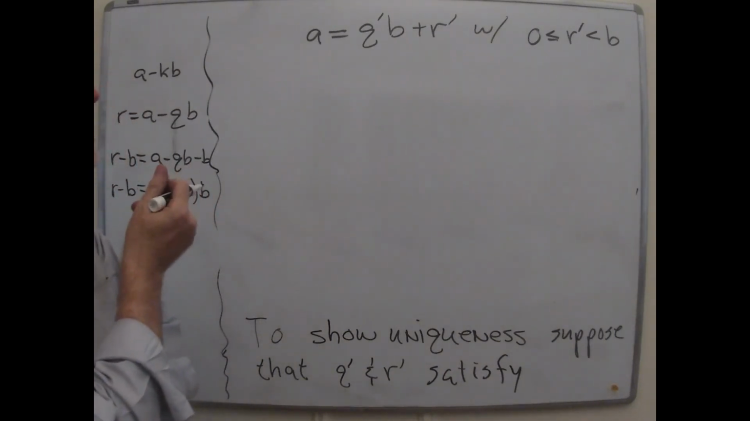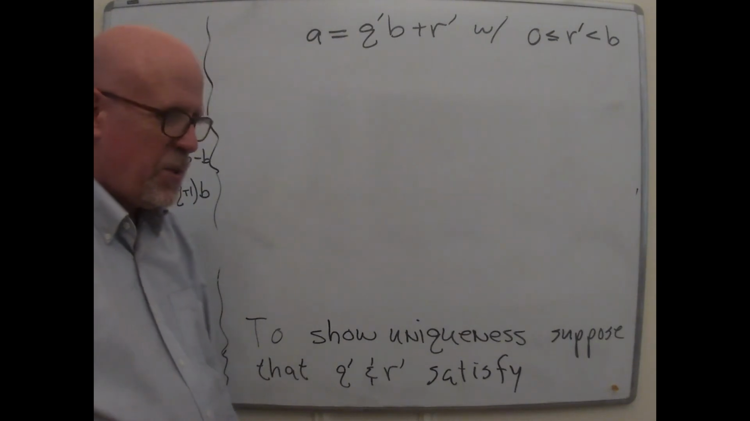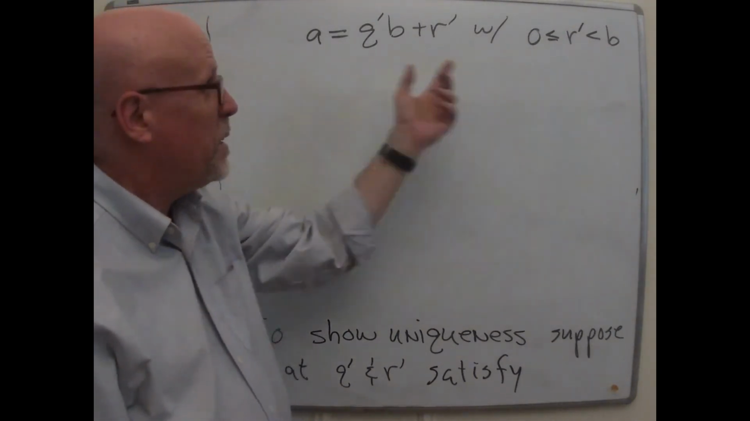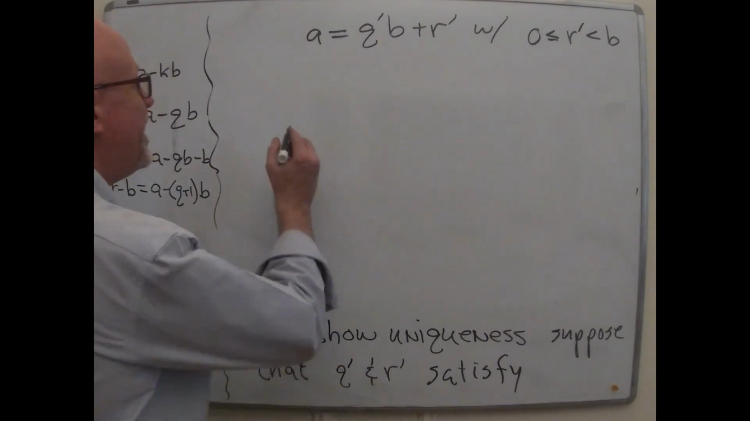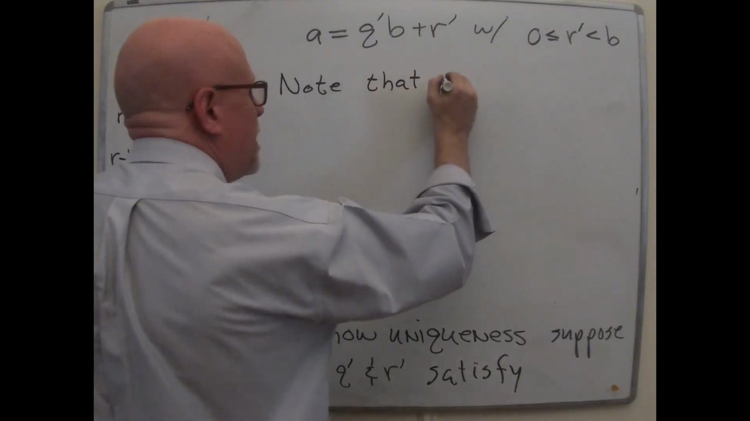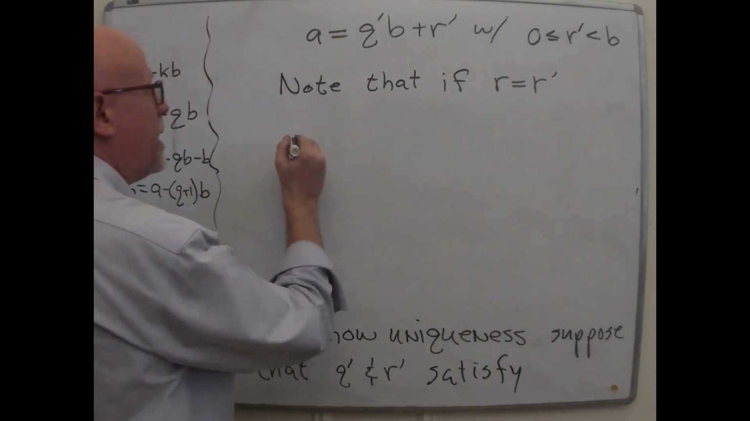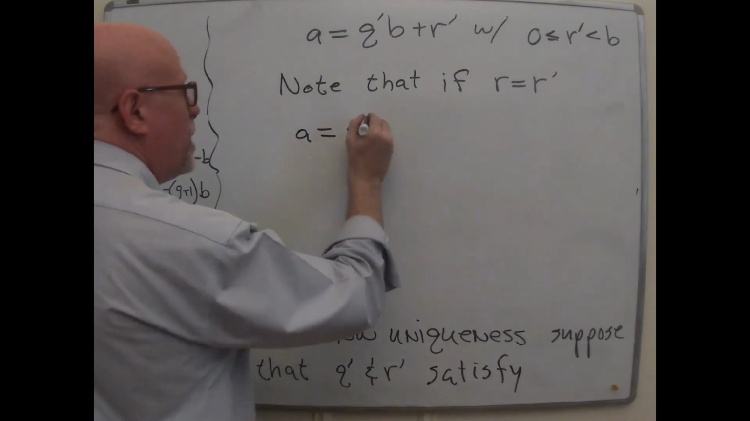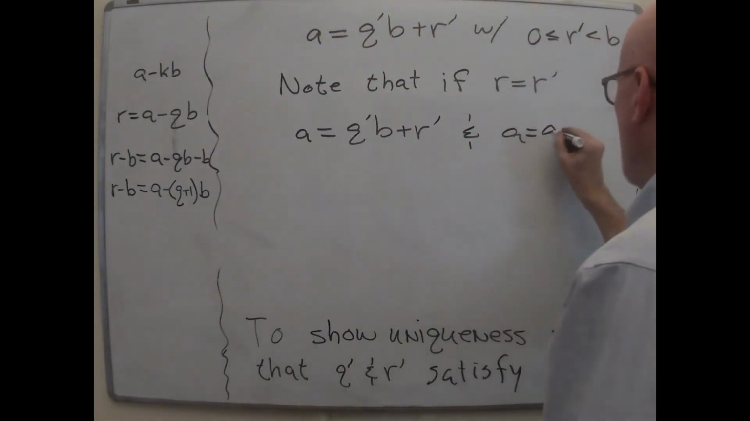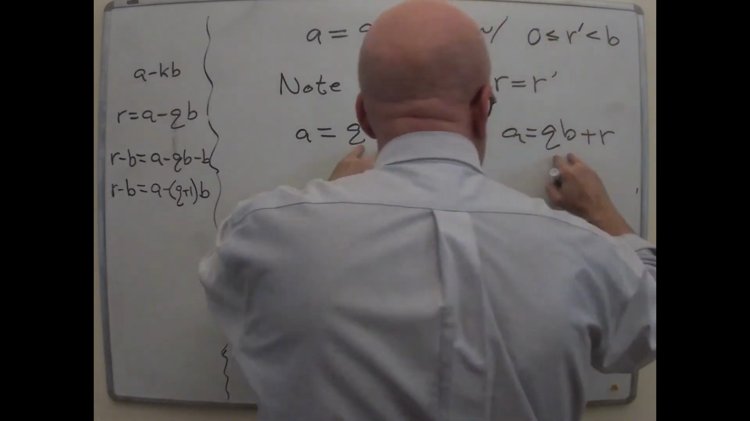Well, one thing is true. If I'm trying to say two things are determined uniquely, what's interesting here is that if Q is equal to Q prime, or if R is equal to R prime, then the other two are going to be equal. So let me just put it in terms of R prime. If R and R prime are equal, then what we've got is that A is equal to Q prime B plus R prime, and A is equal to QB plus R. But these guys are the same, so it means those guys are the same.